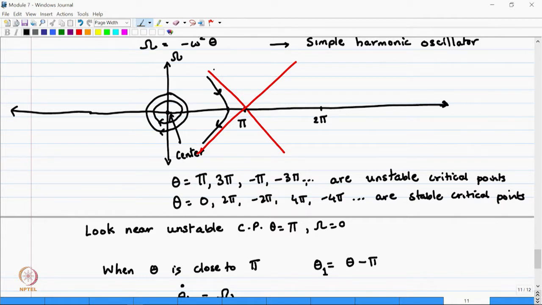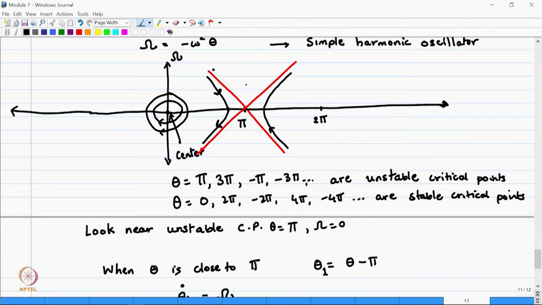Now, if you started with a point somewhere here, then what would happen? Well, okay, let us do the easier part first. If you start somewhere here, you will go like this, and in this case you will have it moving in the other direction. If you start somewhere here, then in this case your omega will never go to 0.